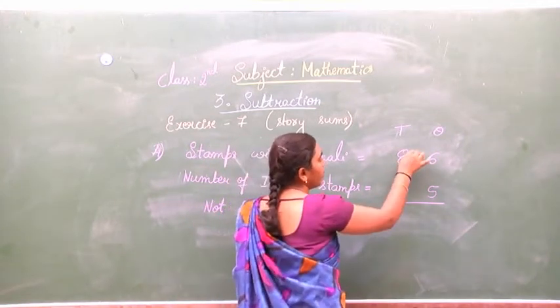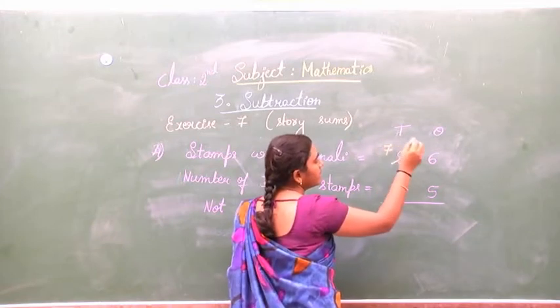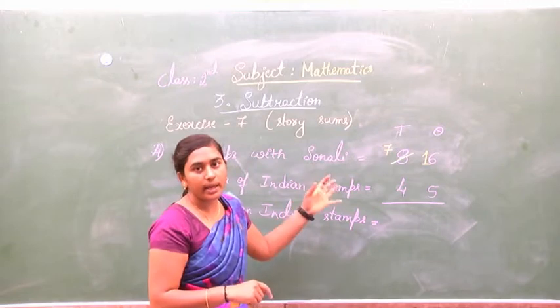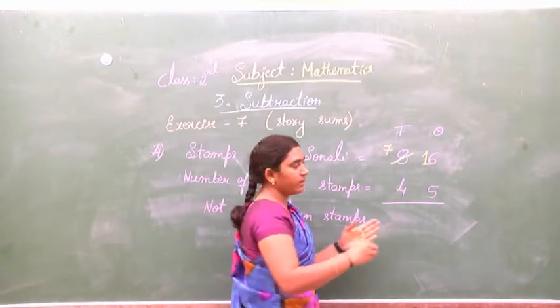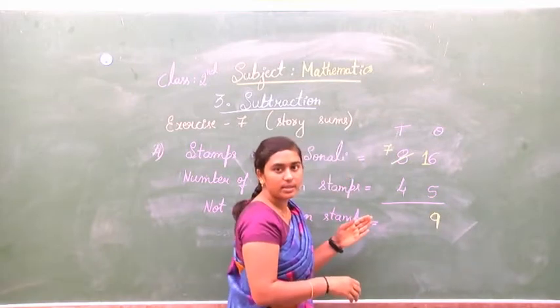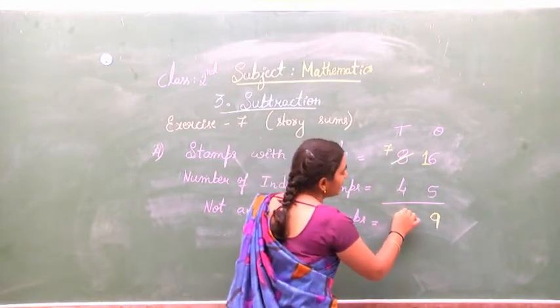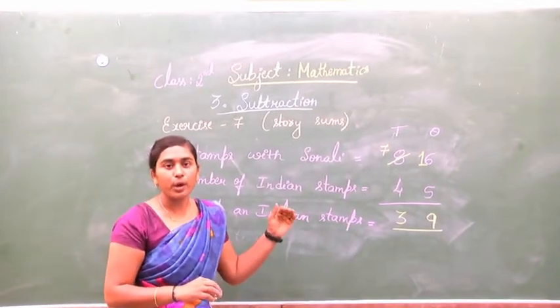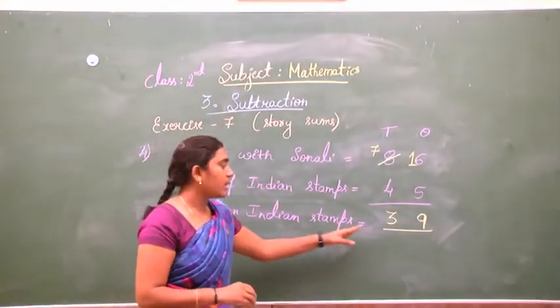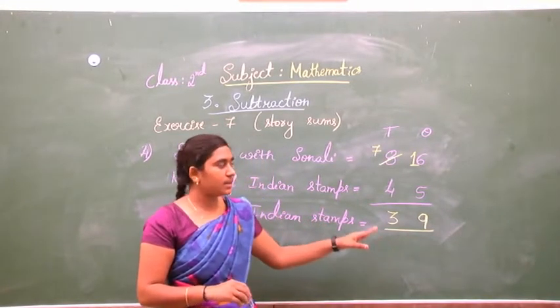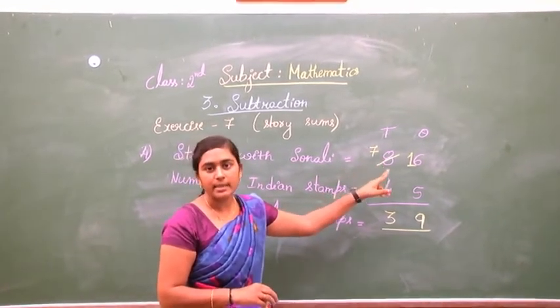Now, let's take the borrowing. 8 becomes 7. 6 becomes 16. Again, 16 minus 5, which we have already solved in the last question. 16 minus 5 is 9 and 7 minus 4 is 3. How many are not Indian stamps? There are 39 not Indian stamps out of 86.